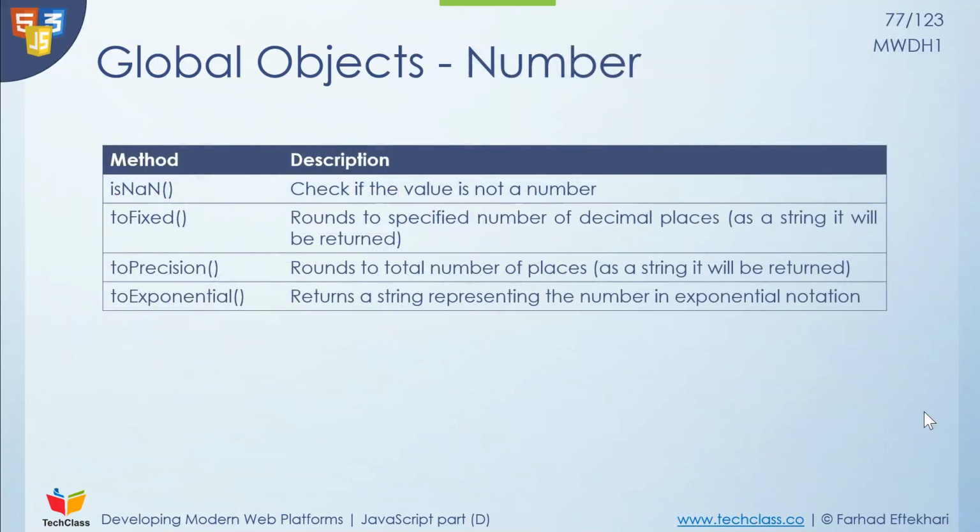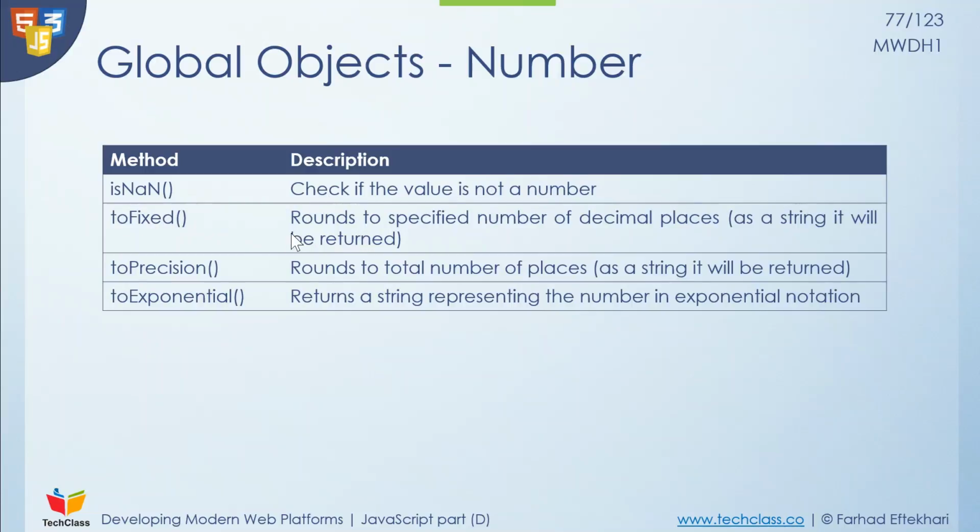All right, then you have Number as a global object. Here are some methods that you can see. If you apply this method on a variable, you can check if the value is not a number or it is a number.